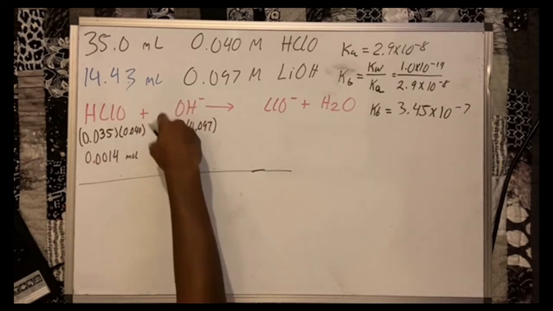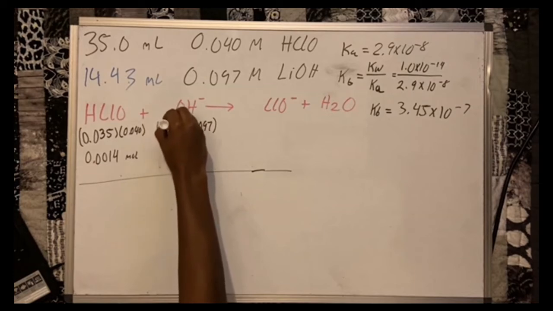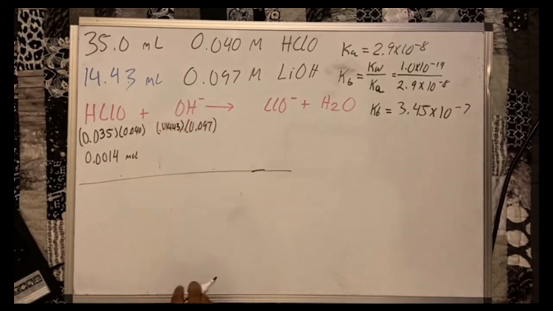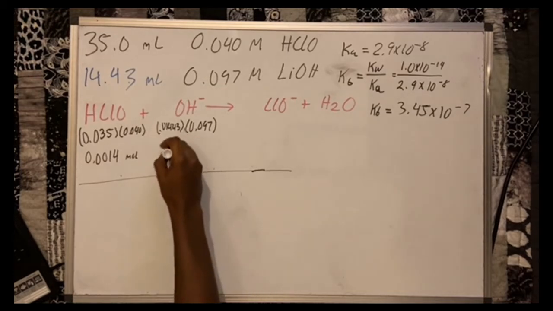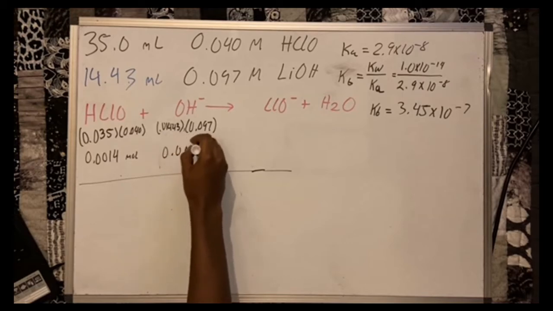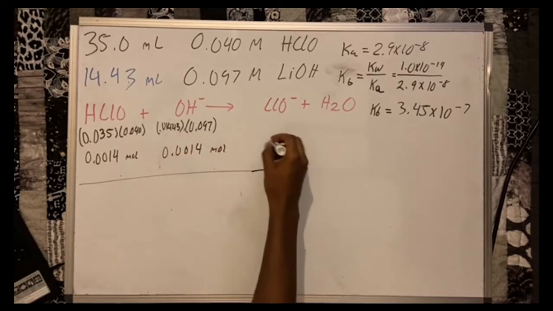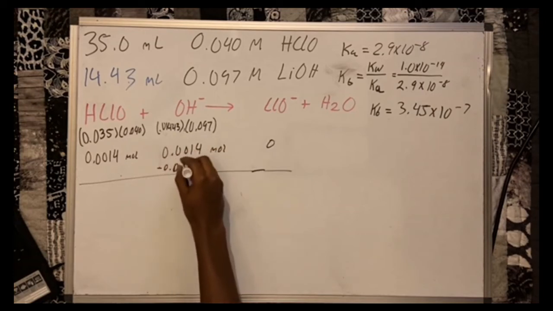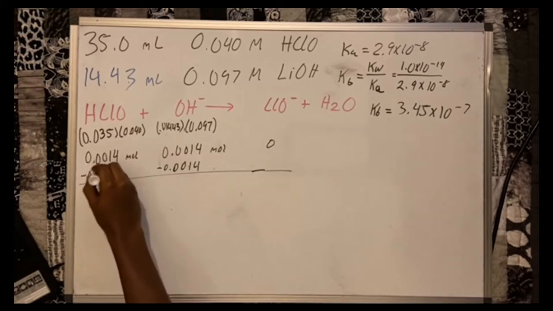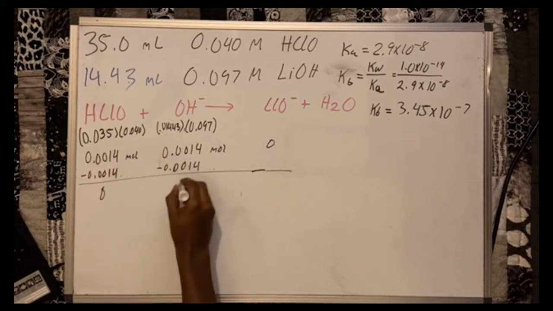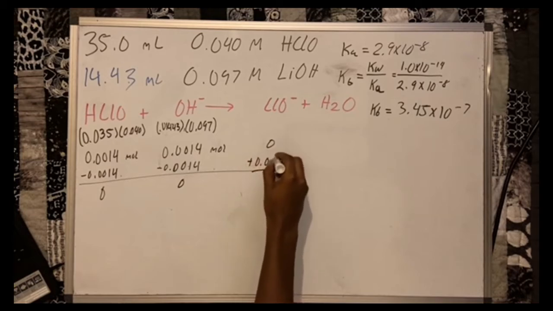So I got 14.43, 0.01443 times that. I'm hoping if I did this right, I get 0.0443 times 0.097. Got, yeah, 0.0014 from rounding. That's zero still. So subtract both. It's zero there, and plus 0.0014 moles.